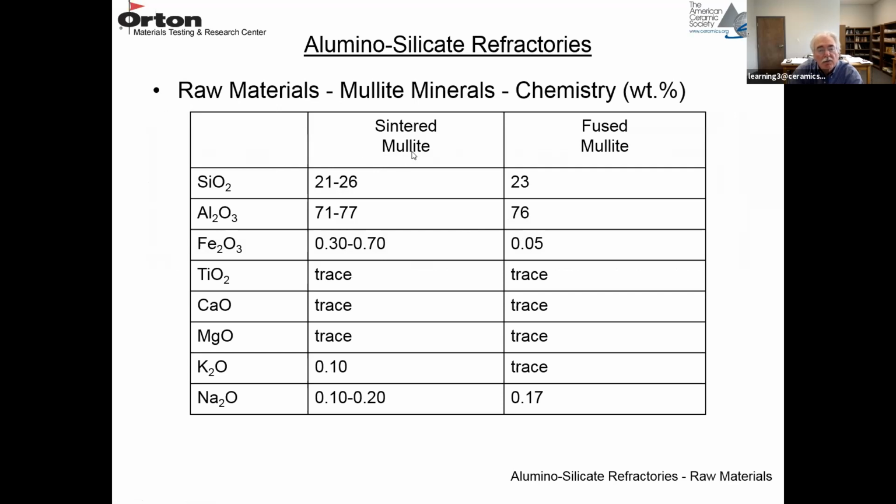So this would be the chemistry of a sintered mullite versus a fused mullite. The silica range is about 21 to 26 for the sintered one and 23 for fused. And the range for alumina in sintered is maybe 71 to 77 and about 76 for the fused version. These are the impurities. So if you start out with higher purity materials, these values are going to be pretty low. Some of them are just trace, but these are your normal impurities that you're going to see in these alumina silica materials.